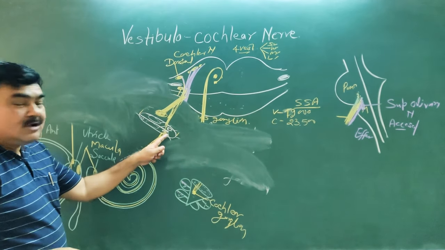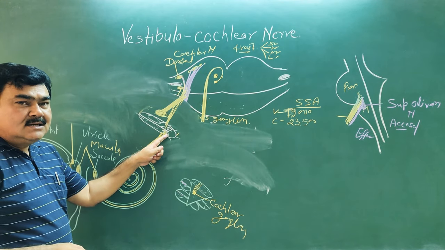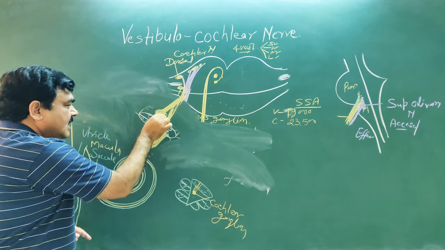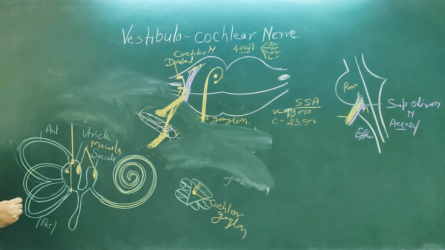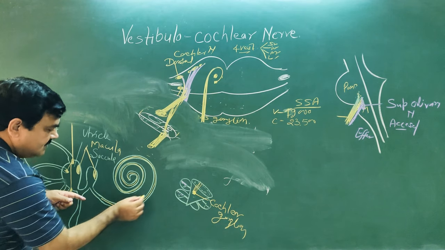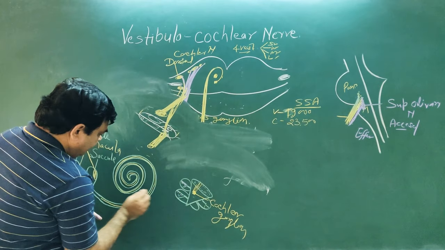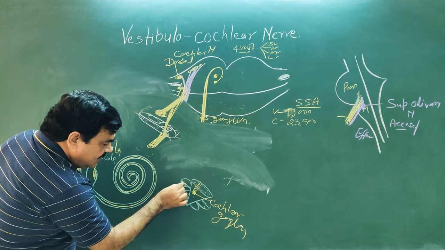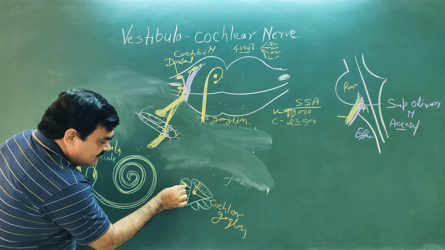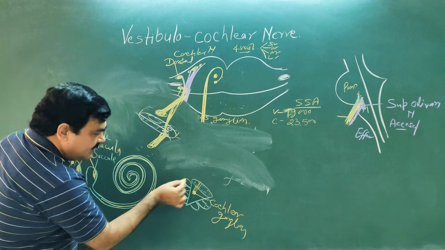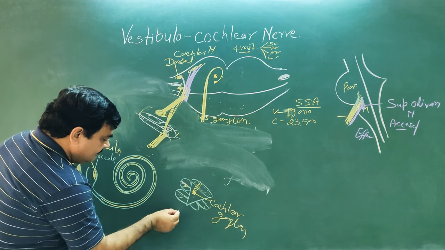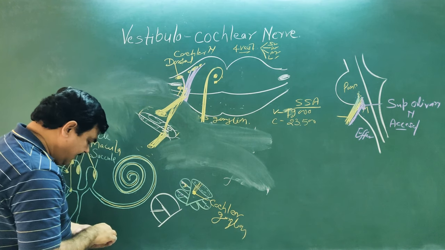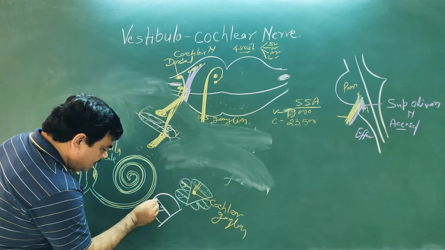And here the foramen is known as the tractus spiralis foramen. It passes through the tractus spiralis foramen. And here you can see nerve fibers from these, this is the cochlear duct, and here you can see the hair cells. Here are inner hair cells, this is outer hair cells. If you enlarge this, here lie inner hair cells and outer hair cells.